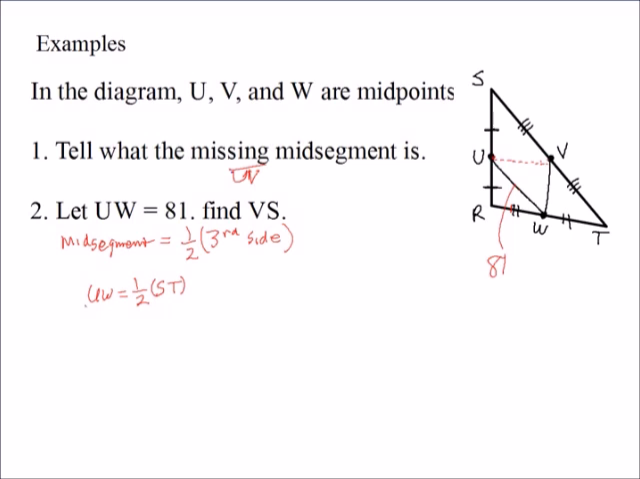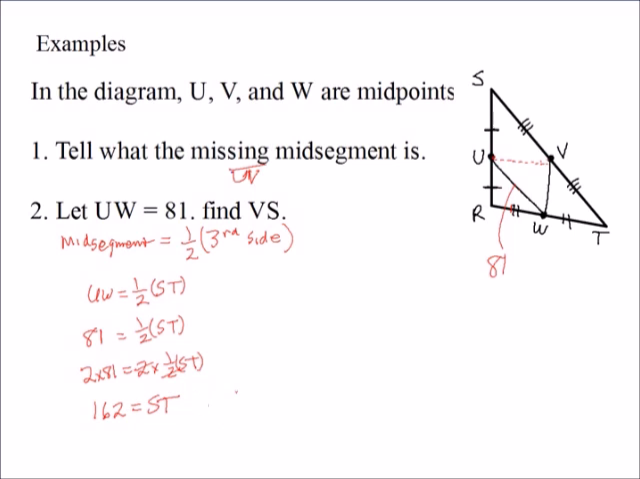So let's substitute stuff in. UW is 81. We don't know ST yet, so this is going to be 81 equals 1/2 ST. Now, according to Algebra 1, if we're dividing by 2, the opposite is multiplying by 2. Whatever we do to one side, we have to do to the other. So this is going to be 2 times 81 equals 2 times 1/2 ST. Inverse operations cancel, so we're just left with that 1. So we're going to have 162 equals ST.